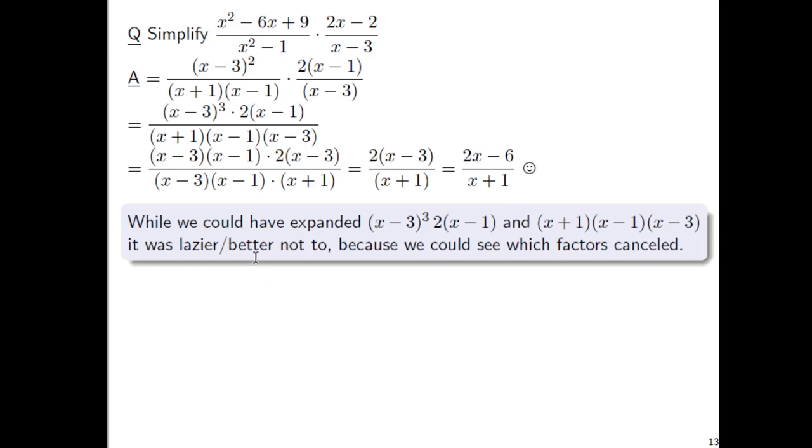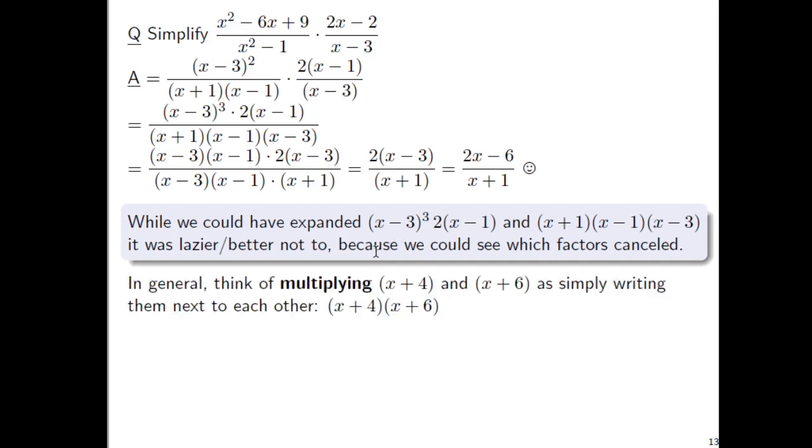Okay, so while we could have expanded way back at x minus 3 quantity squared, again, this should be a square, sorry for the typo, times 2 times x minus 1, and we could have expanded x plus 1 times x minus 1 times x minus 3, it was better to be lazier, right? Because by not expanding so soon, we would keep having factors, and then we can hopefully see which factors cancel. If you expand it all out, it would just be work to try to factor it all again, just to see what would cancel.